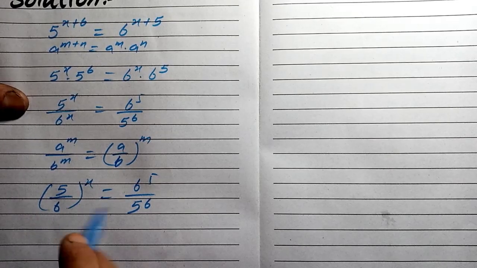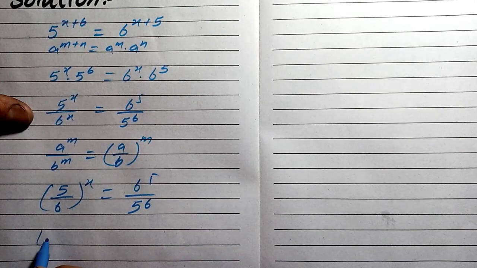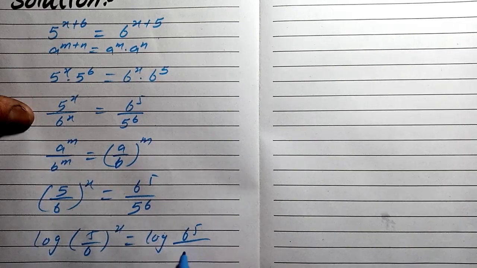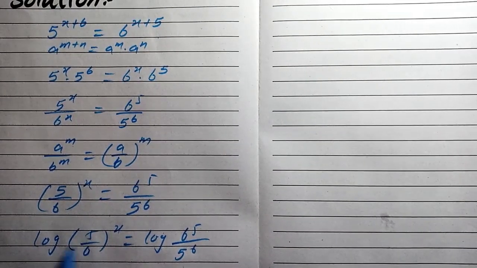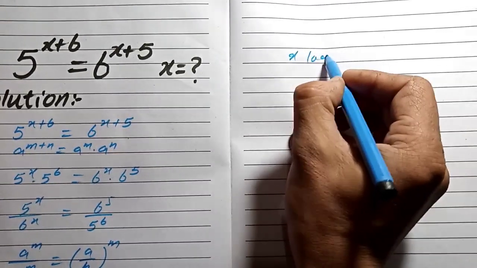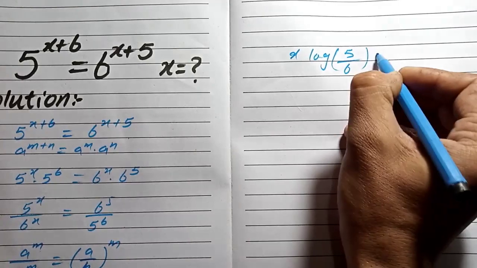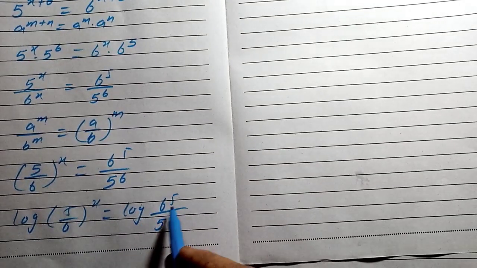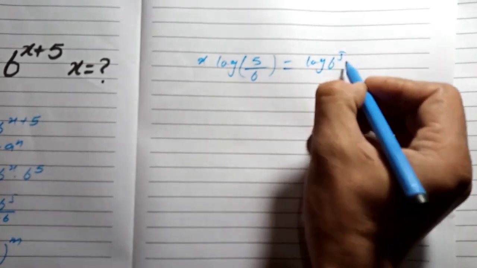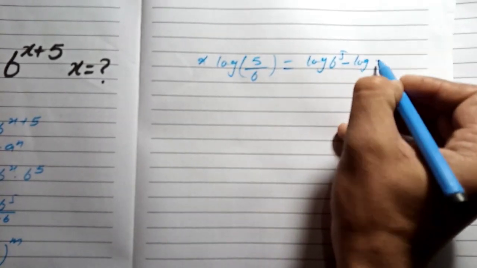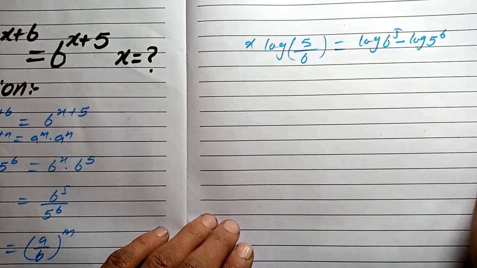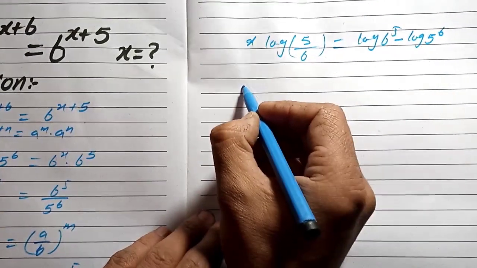So here we are taking log on both sides, we can get log of 5 divided by 6 power x, which is equal to log of 6 power 5 divided by 5 power 6. So this will be converted to x log 5 divided by 6, which is equal to, on the right hand side, log 6 power 5 minus log 5 power 6.